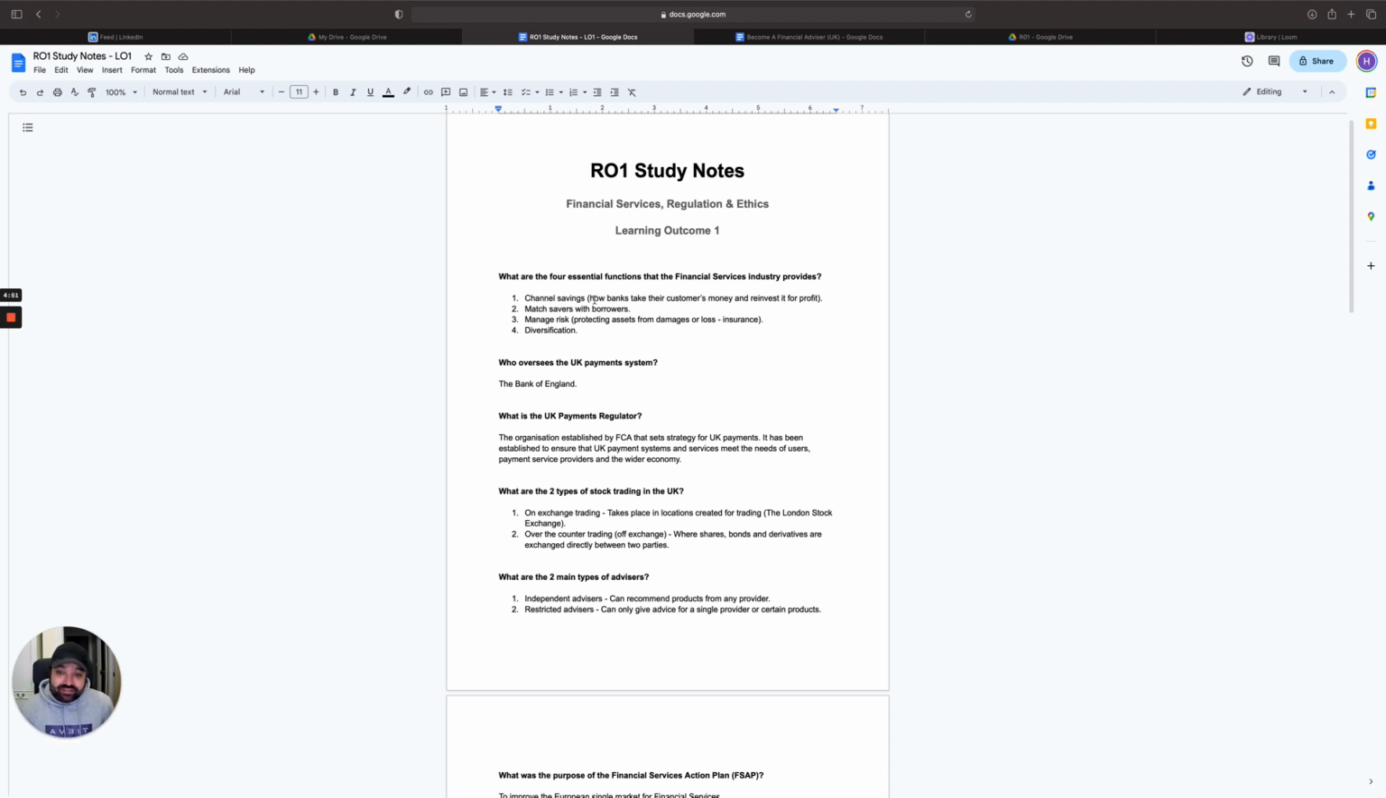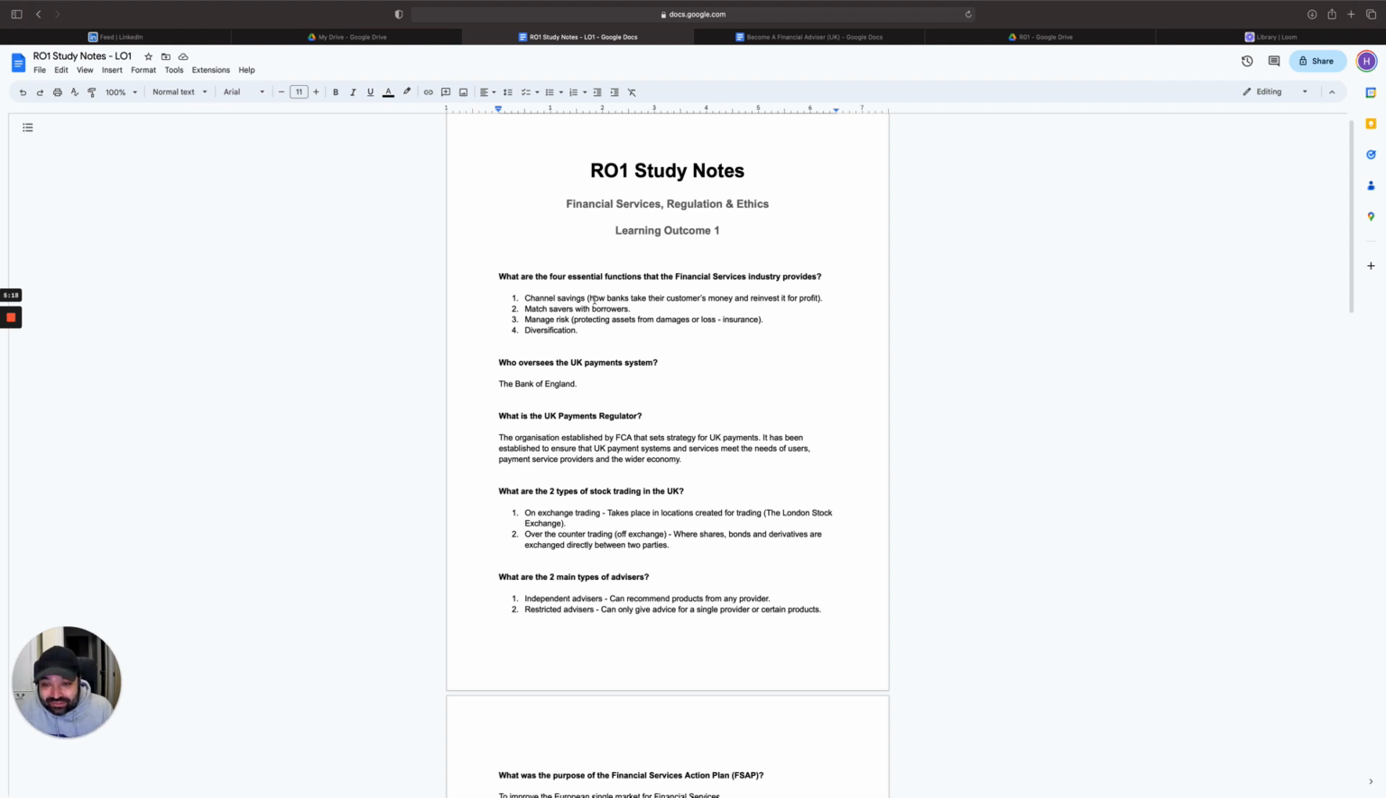The second essential function is they match savers with borrowers. If somebody wants to save and somebody wants to borrow, they will pair them up effectively. The third one is they manage risk. The financial services industry manages risk, and that's effectively insurance: protecting assets from damage or loss, which is general insurance, life insurance, reinsurance.